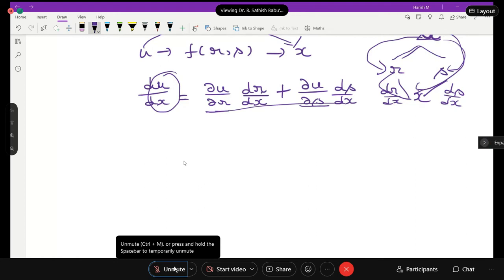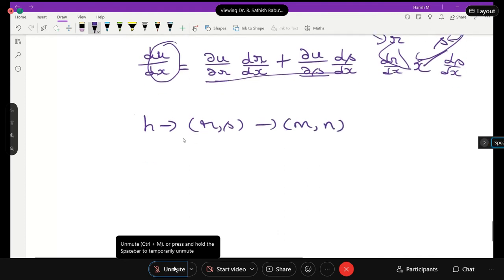Next, if I take h as a function of r and s, r and s in turn depend on m and n. How do you get the equations here? Are you going to get two equations here? Yes, sir. Equations ∂h/∂m and ∂h/∂n.